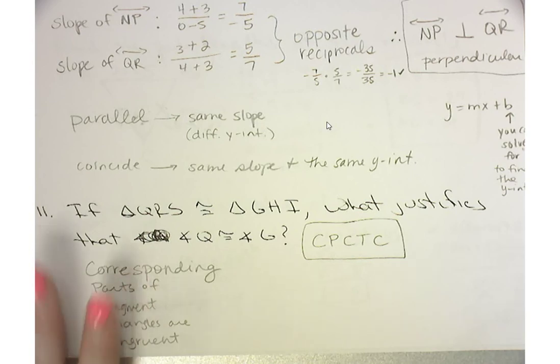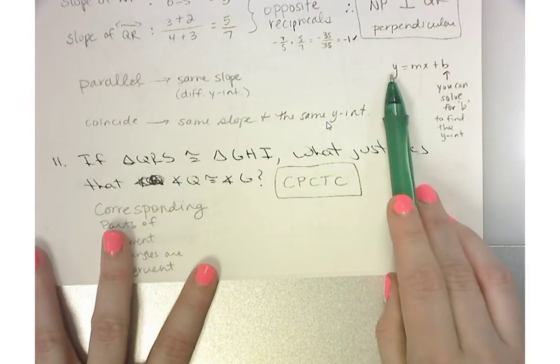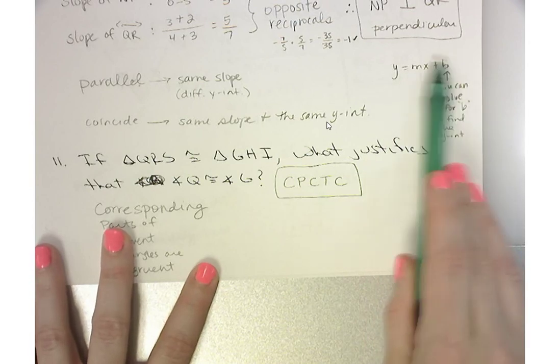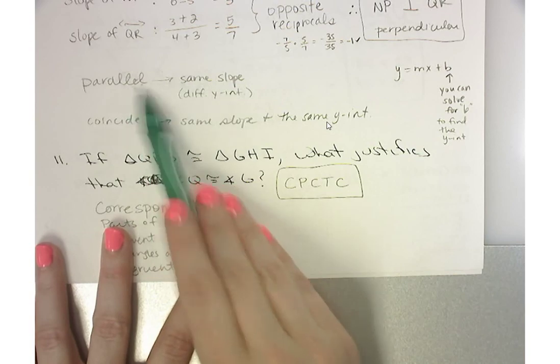Okay, if you know 2 triangles are congruent, you know that the angles Q and G are congruent by CPCTC, which means corresponding parts of congruent triangles are congruent.